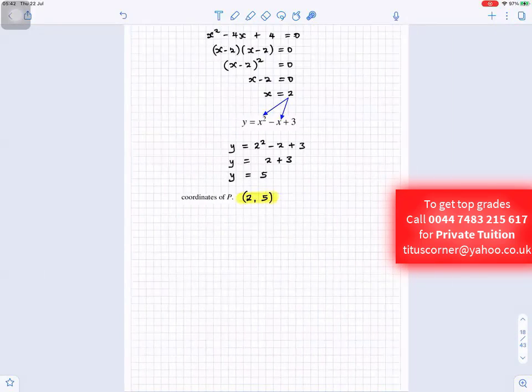So x squared minus 4x plus 4 equals 0. Factorize that, you get (x minus 2)(x minus 2). So x is equal to 2. So we had y is equal to x squared minus x plus 3. Replace x with 2: 2 squared minus 2 plus 3. 2 squared is 4, 4 minus 2 is 2, plus 3 is 5. So the coordinates of P are (2, 5).